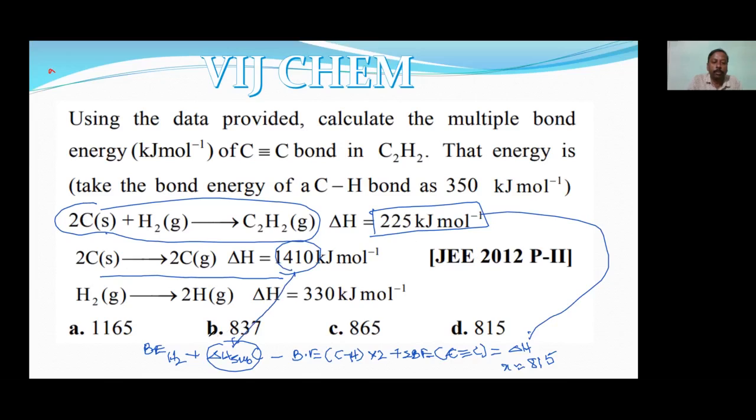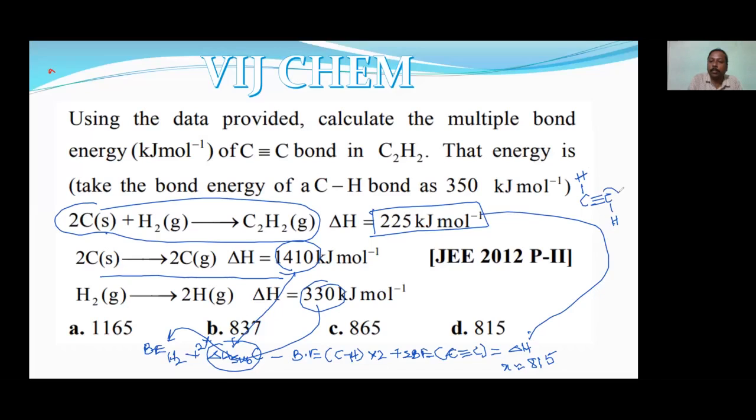Therefore, 2 into enthalpy of sublimation of carbon, plus bond energy of hydrogen. In hydrogen, the bond energy is given over here. How many hydrogens are required? Only one hydrogen, therefore you can directly keep it here. Then bond energy of carbon and hydrogen. See, in C2H2, this will be the structure.